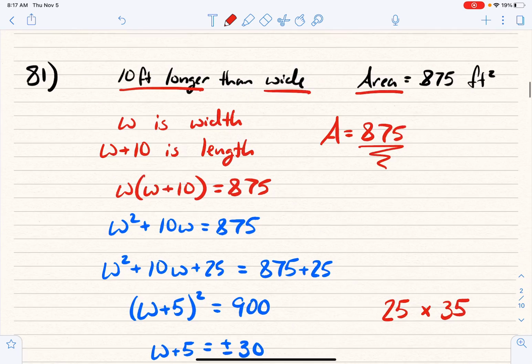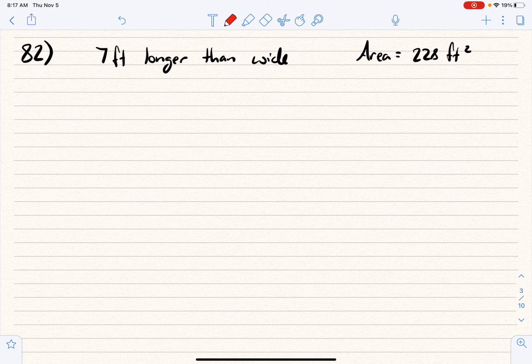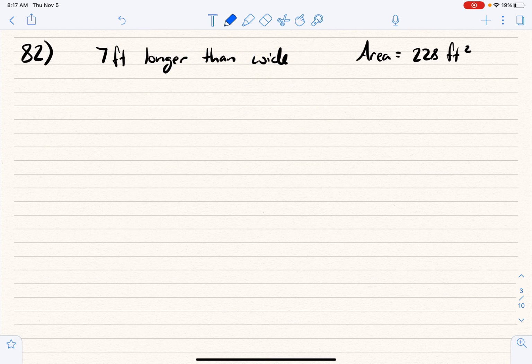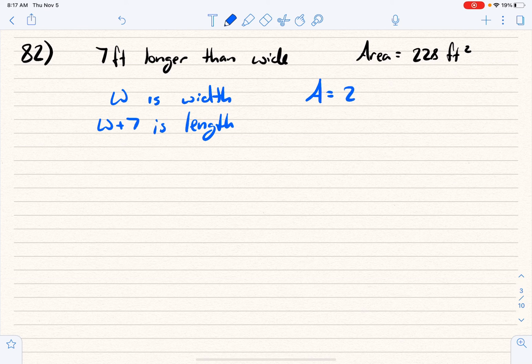Okay, exact same problem, but this time, I guess that was a garden, wasn't it? I'm sorry, that wasn't a room. But number 82 is literally the exact same problem. They just changed how much longer one is and what the area is. So you go, okay, W is the width, W plus 7 is the length, and the area is 228. So W times W plus 7 is equal to 228.